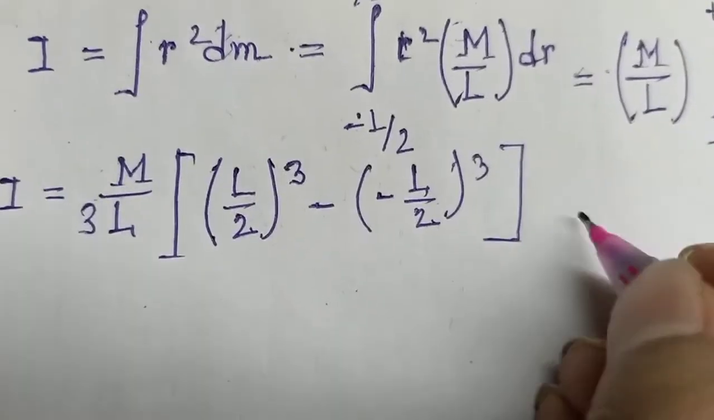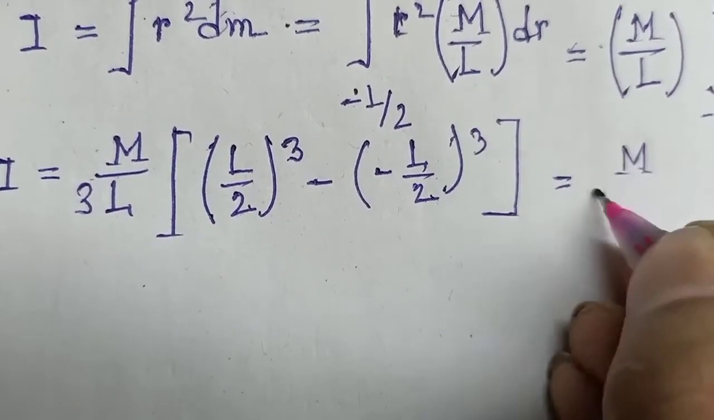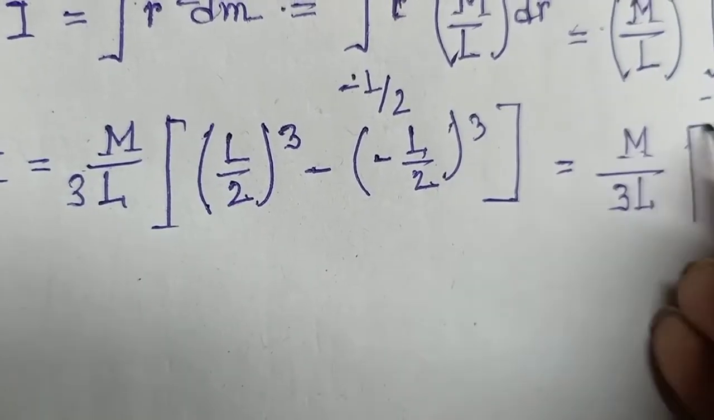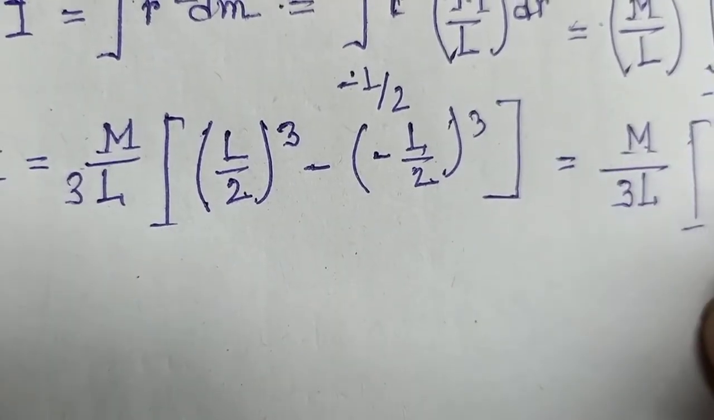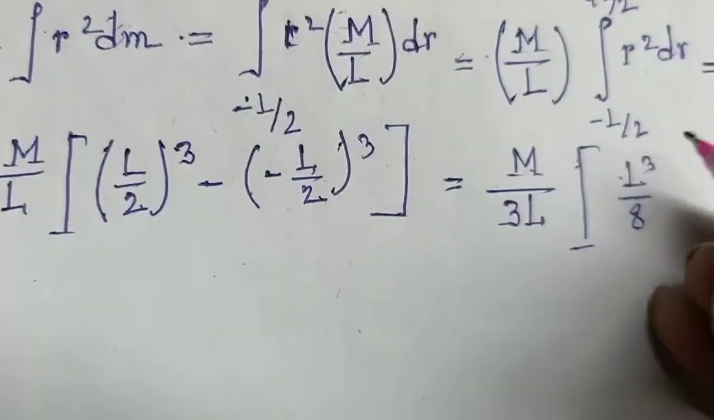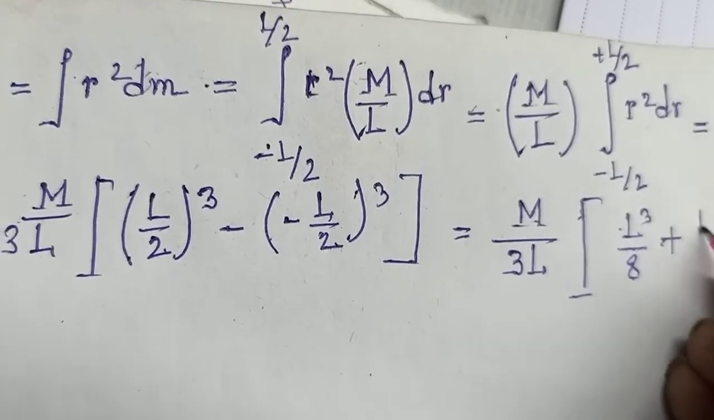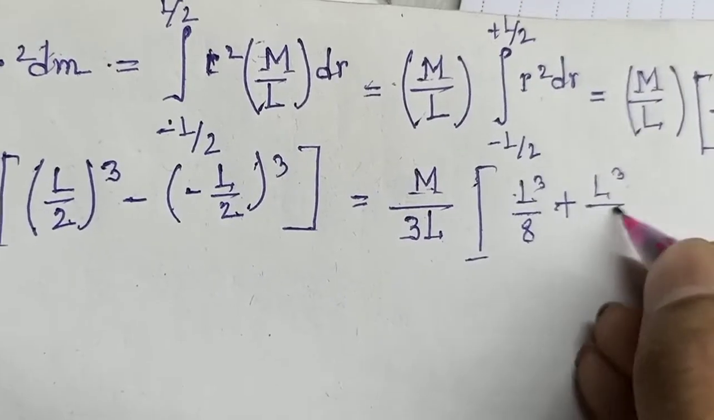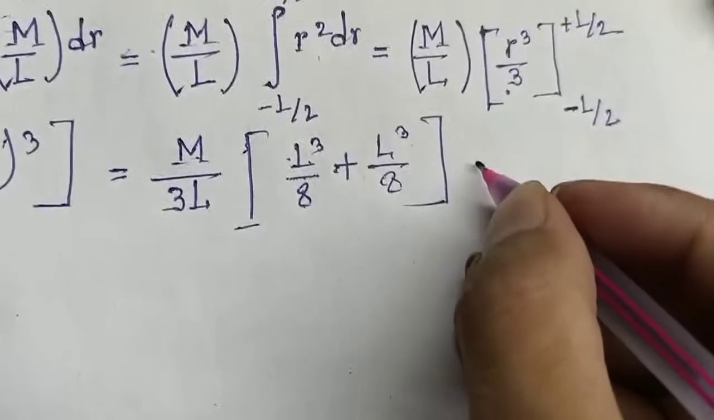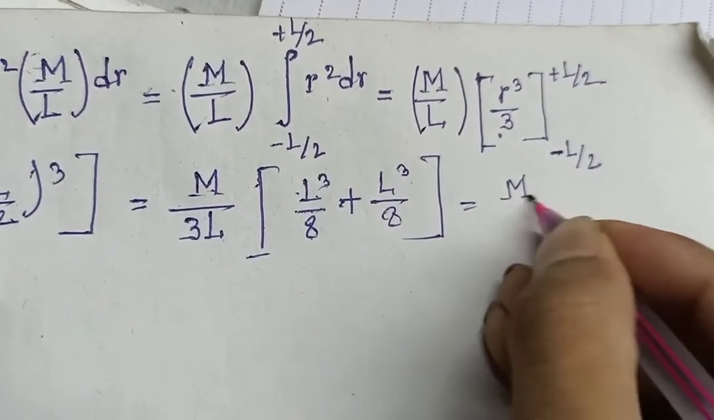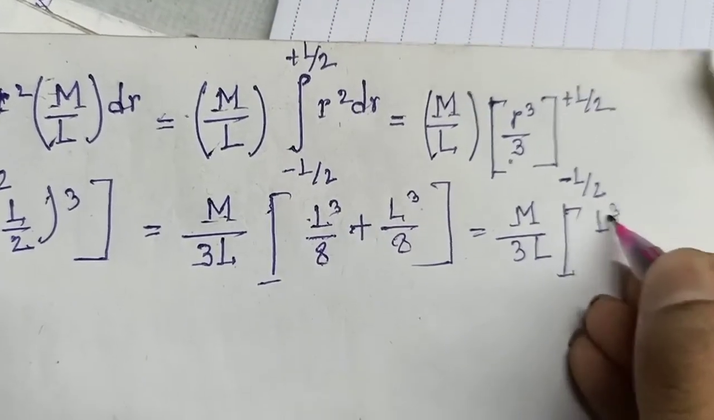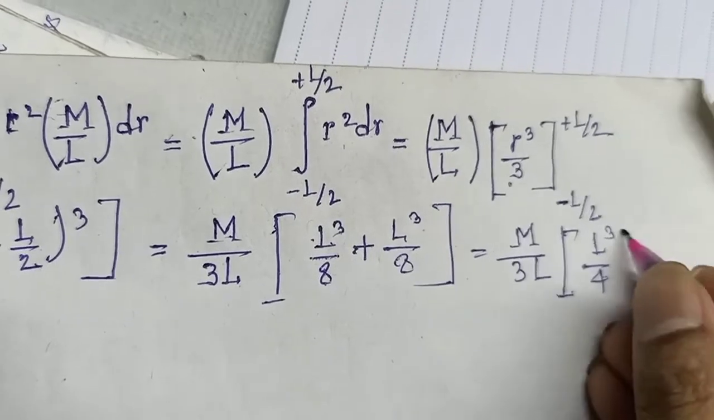So I becomes again M divided by 3L into (L by 2) whole cube, which equals L cube divided by 8, minus this minus, and minus becomes plus. So that will be L cube divided by 8 plus L cube divided by 8. So ultimately this becomes M divided by 3L into L cube divided by 4.